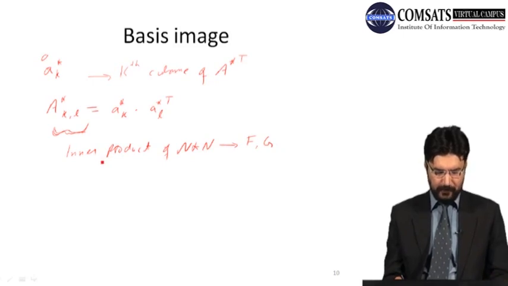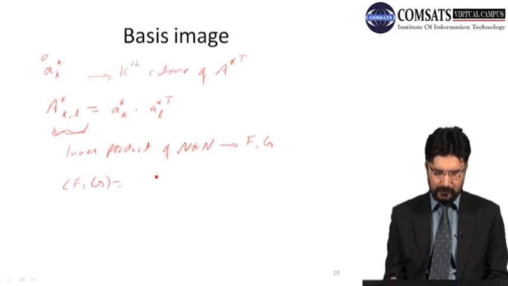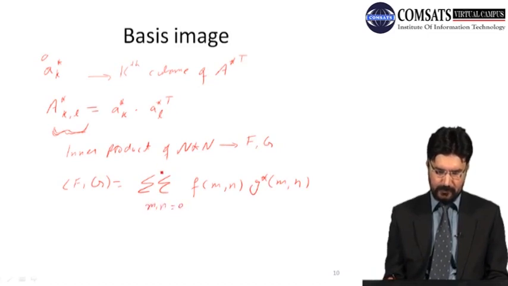Now, the inner product of these two matrices F and G can be defined as a double summation, again the same thing: F(m, n) times G conjugate (m, n), where m and n run from 0 to capital N minus 1.